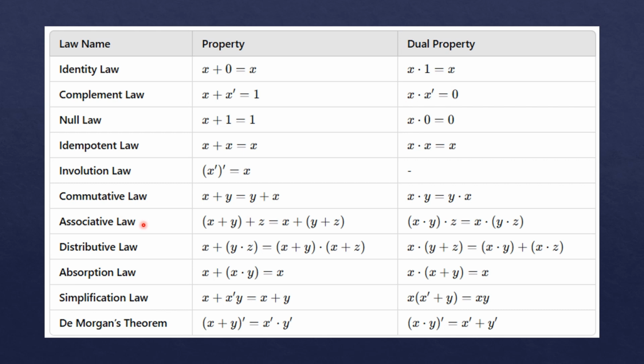Here are some basic properties. I can say that these are very important in solving any type of Boolean equations. These are the basics you must remember. Let us go through the properties one by one.